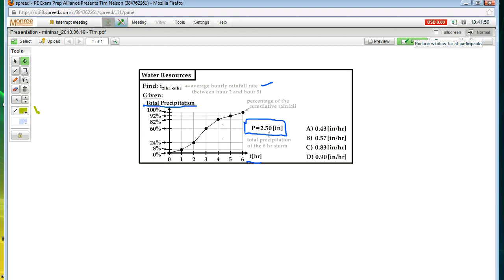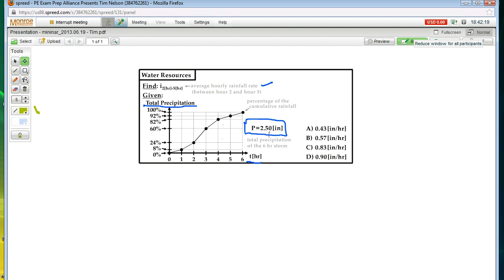In the bottom right we have our 4 possible solutions in units of inches per hour. So we'll keep those units in mind as we solve the problem. Alright, so how do we solve for I? I is the rainfall rate. It's also sometimes referred to as the intensity of the storm.